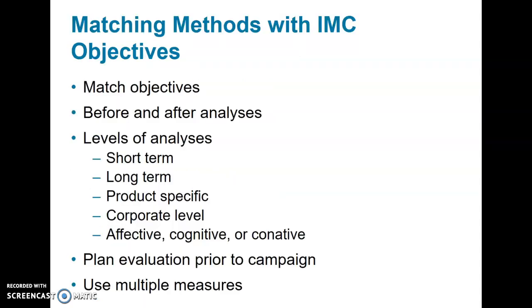It is important to match the objective with the evaluation procedure. Conducting before and after analysis allows companies to know if there is a change and the magnitude of that change. Levels of analysis include short-term results, long-term results, product-specific measures, corporate-level results, and the components of attitude: affective, cognitive, and conative. Evaluation is easier if the evaluation procedure is discussed prior to launching the campaign. To ensure accurate measures, use multiple measures.